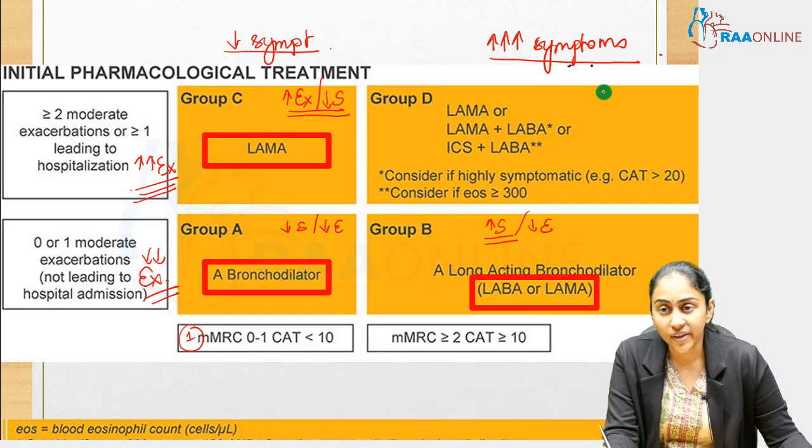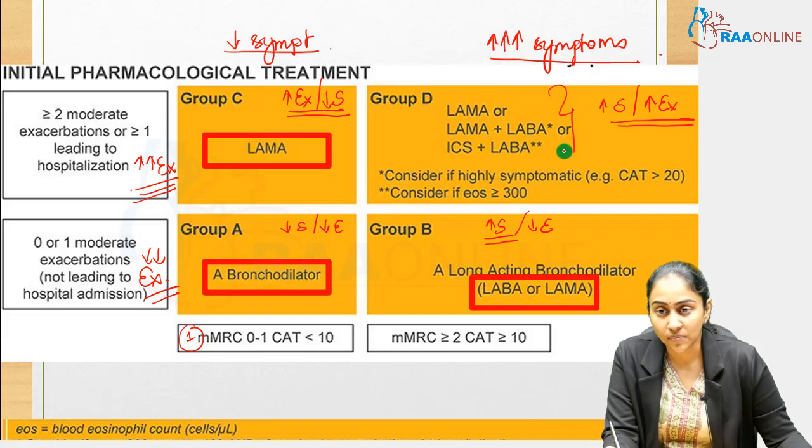So, what about group D? Group D is the worst group. Very high symptoms, very high exacerbations. So, it's looking very grim. These patients are usually going to be on dual bronchodilator. They are going to be on LAMA and LABA, or we'll have to consider addition of inhaled corticosteroid.